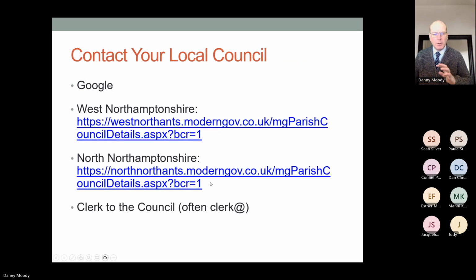So, like I say, use Google to try to find your parish or town council if you don't already know how to contact them. But if that fails, then there are lists of the parish and town councils and their contact details on the Unitary Council websites, and those are the links. Obviously you probably wouldn't write that down, but you'll either get those in the copy of the slides that you receive, or go on to the West Northamptonshire Council or North Northamptonshire Council.